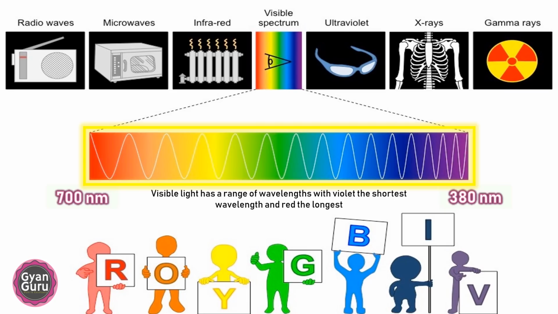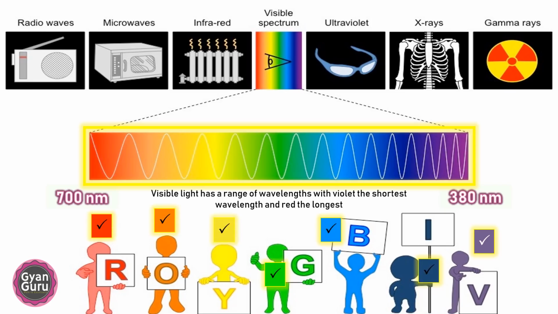The spectrum from 380 to 700 nanometers is also known as VIBGYOR, as the spectrum starts from violet, then indigo, then blue, then green, then yellow, then orange and last, red, at 700 nanometer wavelength. The other waves like radio waves, microwaves, infrared, ultraviolet, X-rays and gamma rays cannot be seen by human eyes. These waves are utilized in different applications.